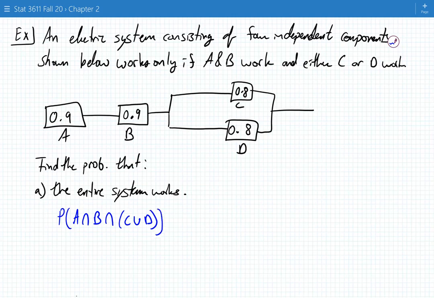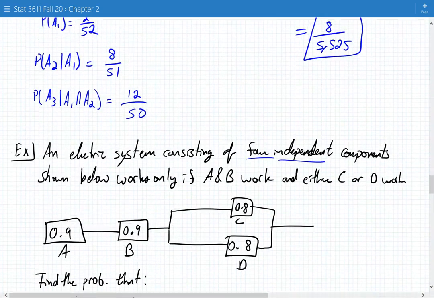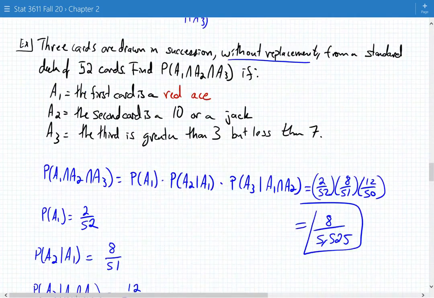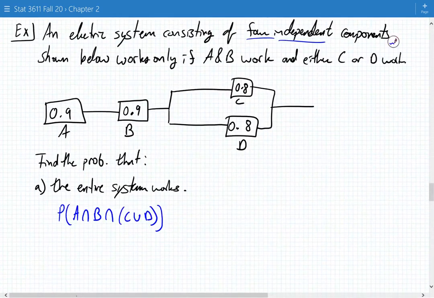All right. So far, so good. Okay, let's take a look at this. It's important here to note these are 4 independent components. So we're going to heavily make use of theorem 2.11 and extend that. So these are independent, so we don't need to really do any conditioning.